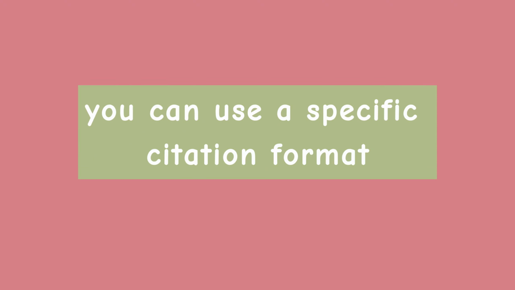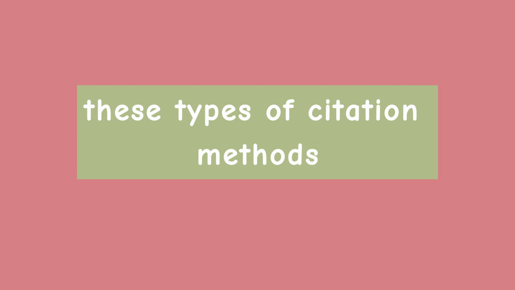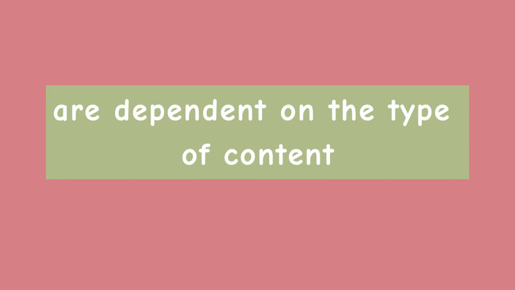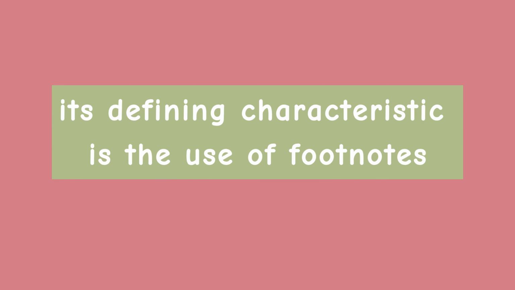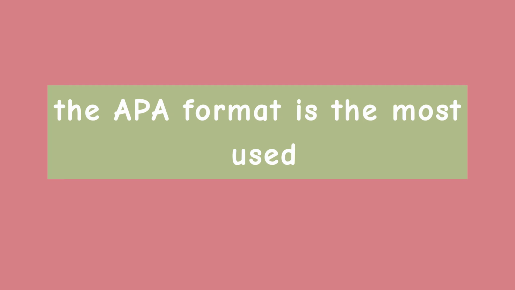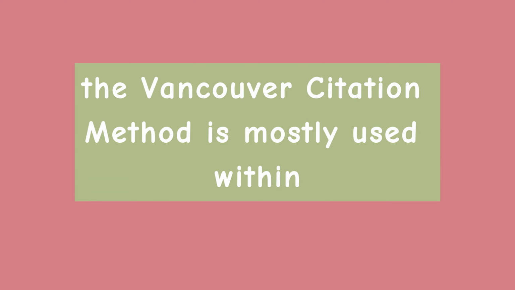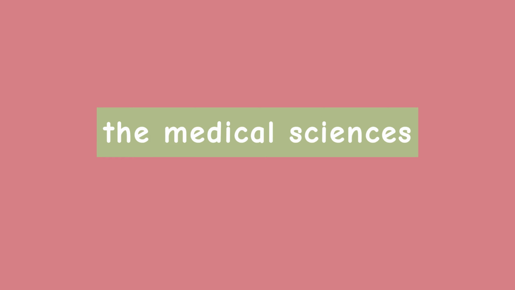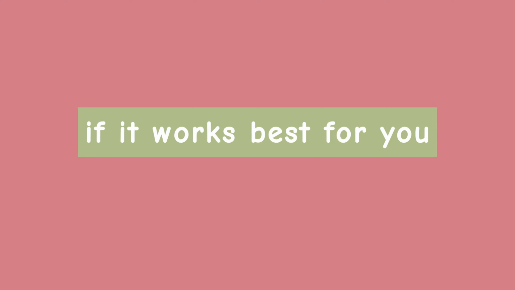If you choose, you can use a specific citation format such as MLA, APA, or Vancouver. These types of citation methods are dependent on the type of content. For instance, MLA is used in most academic areas of research. Its defining characteristic is the use of footnotes at the bottom of the page. The APA format is the most used and can be implemented for any type of publication. The Vancouver citation method is mostly used within the medical sciences. Nevertheless, you can choose to use this format if it works best for you.